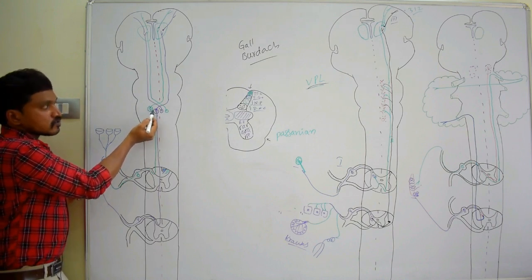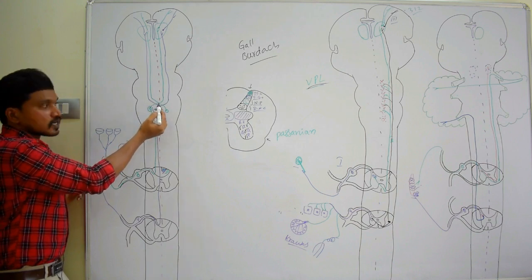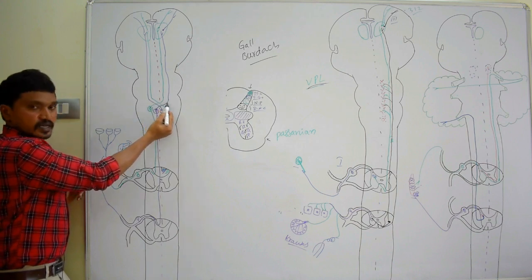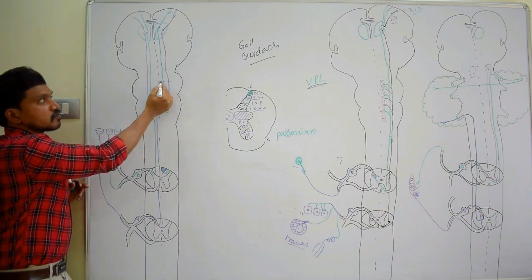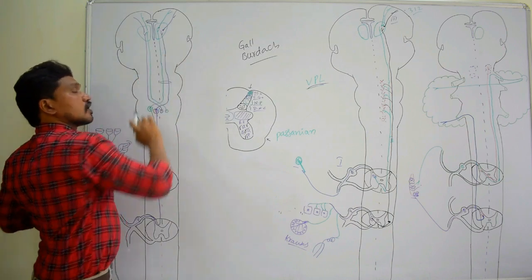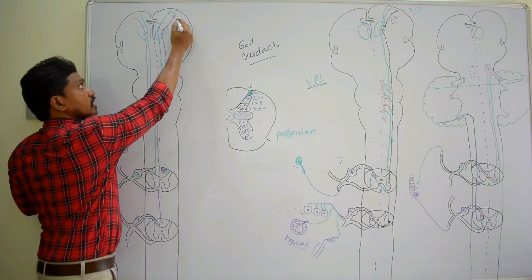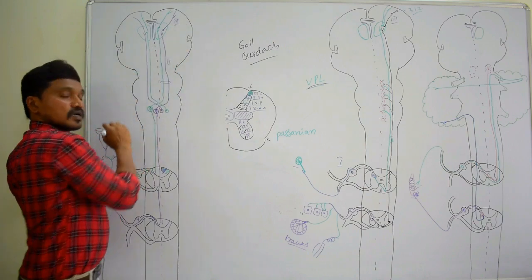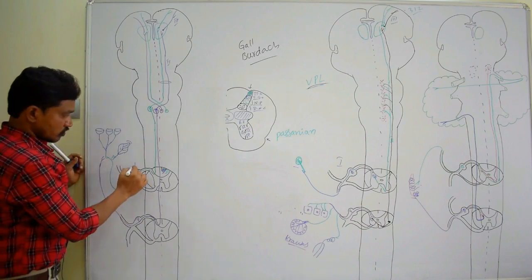Then second order neurons will arise. Those second order neurons we call internal arcuate fibers. Those internal arcuate fibers will cross from one side to another. They cross the midline and ascend upward as medial lemniscus, reach the thalamus and terminate. That means second order neurons will terminate and third order neurons will start in the thalamus. They reach area numbers 3, 1, 2.